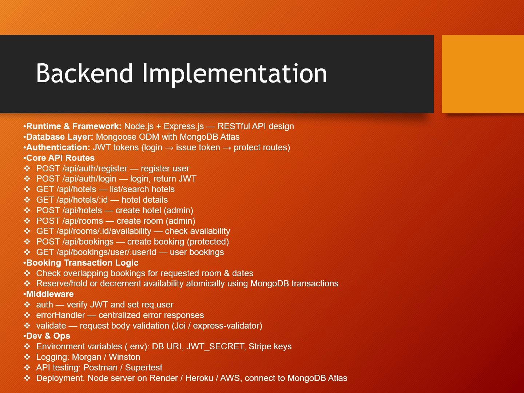For the backend, I use Node.js with Express to build a set of RESTful APIs. Mongoose acted as the ODM layer connecting to MongoDB Atlas. Authentication is handled using JWTs. On login, the server issues the token, which the client sends in the authorization header for protected routes. Core routes include hotel and room CRUD endpoints, search endpoints, and booking endpoints.